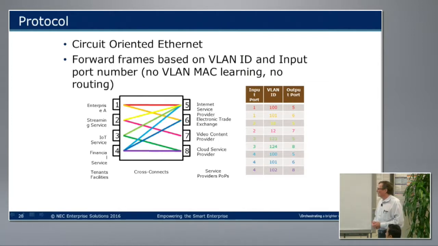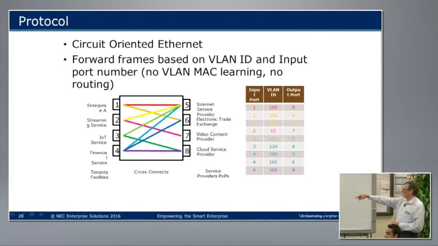So this is where our solution comes in. Using our SDN technology, we offer a bunch of circuit-oriented Ethernet connections in which we forward the frames based on an added VLAN. So instead of adding an MPLS label, which forces us to use an MPLS router, we use an added VLAN that can be handled by regular switches. And the protocol that we run is forwarding based on port number and VLAN ID.